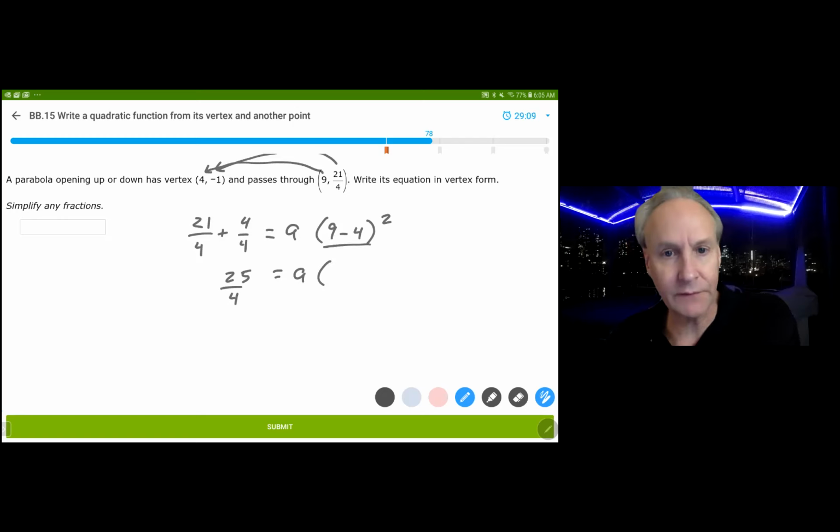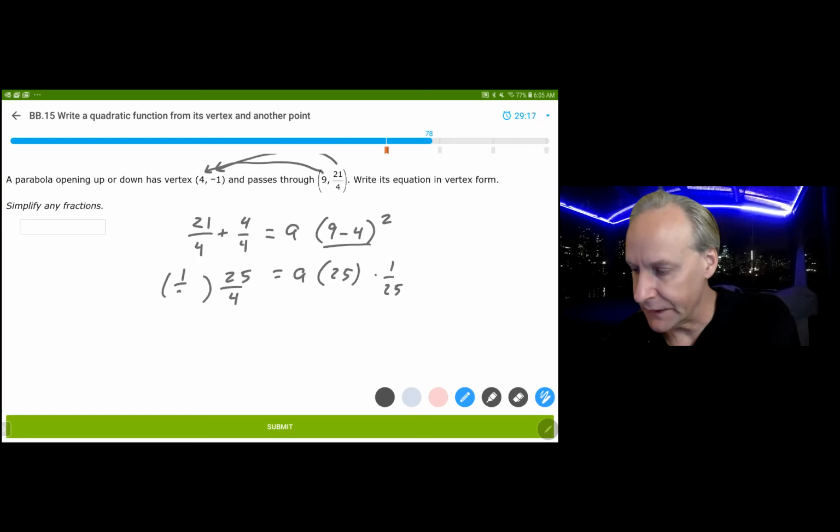9 minus 4 is 5, squared is 25. So I'm going to multiply by 1/25 on both sides. And yeah, for those of you using a calculator, that is 0.04. And the 25 cancels, and I get a is equal to 1/4.